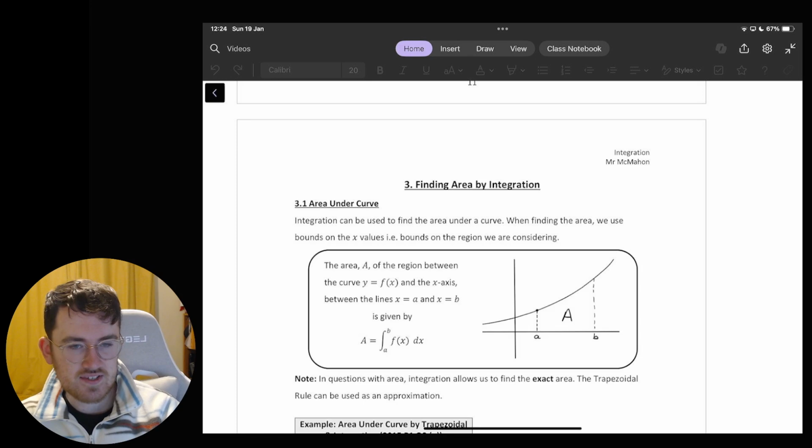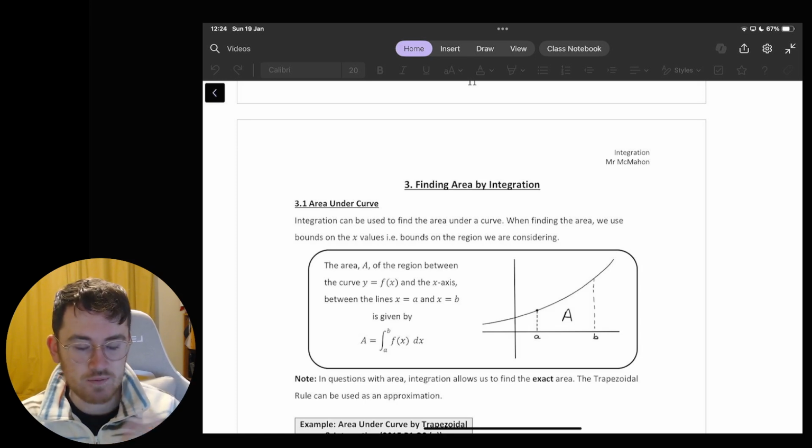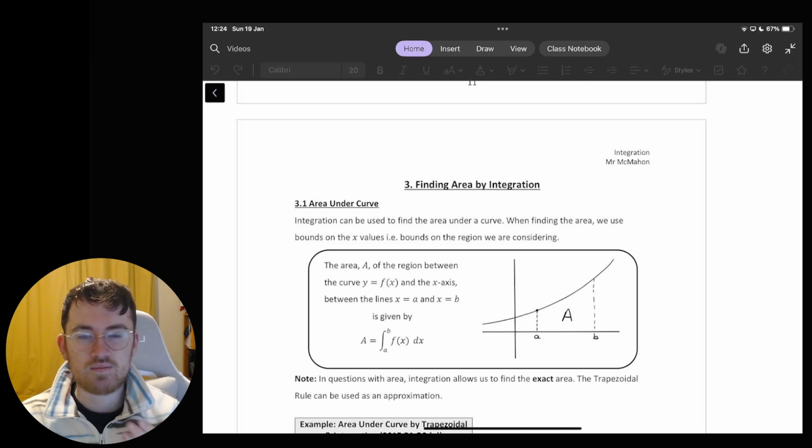But there is obviously that distinction: depending on where I am, it could be above the curve. It's the area from the curve to the closest axis, depending on what variable we're integrating with respect to.